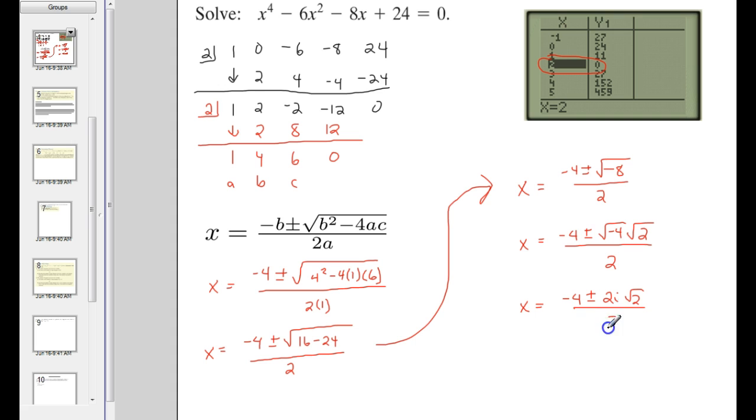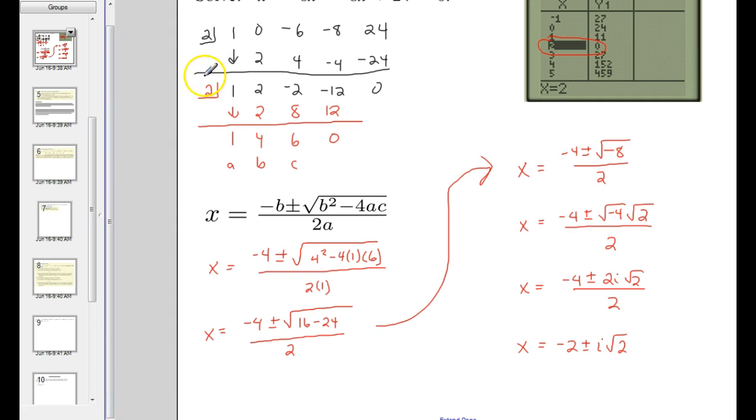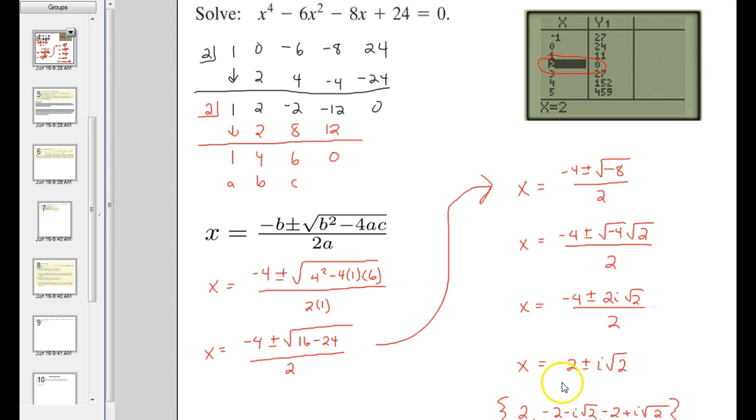Just like we've done several times with the quadratic formula, when this number is 2 and these numbers up here are both even, we can reduce both of those by 2. So -4 divided by 2 is -2, plus and minus 2i square root of 2 divided by 2. Those 2's will cancel, and we're left with i square root of 2. Overall we have 2 of multiplicity 2, and then we have both of these. So there's an example with imaginary zeros.